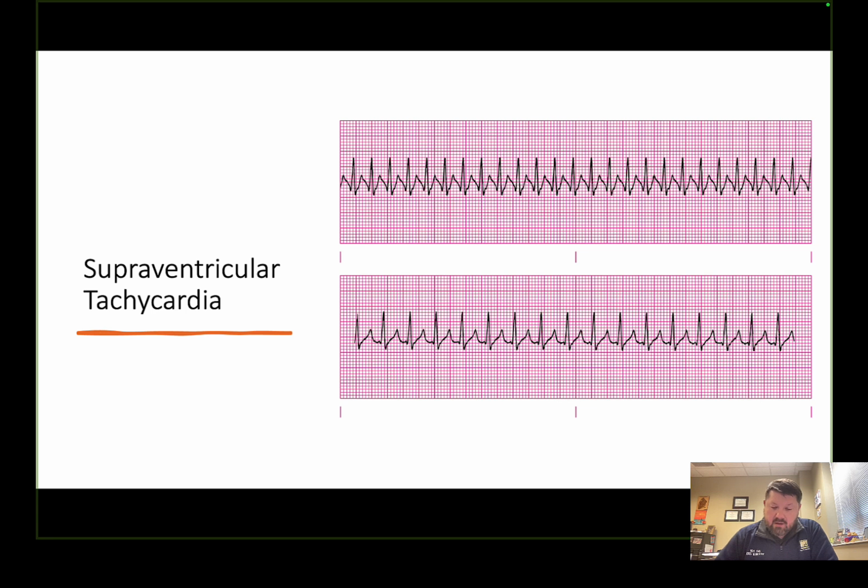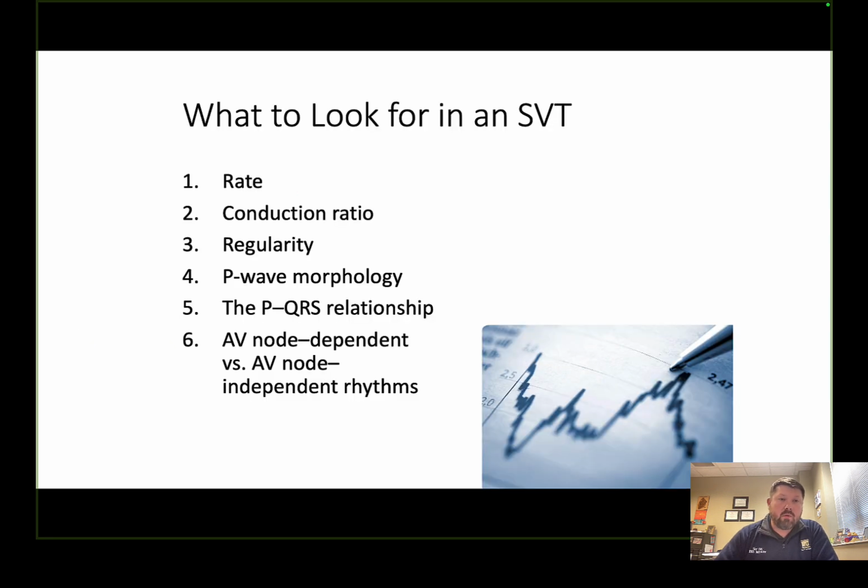Most likely an AV nodal reentry tachycardia, but this one has a heart rate of 250 and this one has a heart rate of 170. Both of them can cause physiological responses in the body. So we're going to look at the rate, the conduction ratio, the regularity, the P-wave morphology, the PQRS relationship. Is it AV node dependent versus AV node independent?